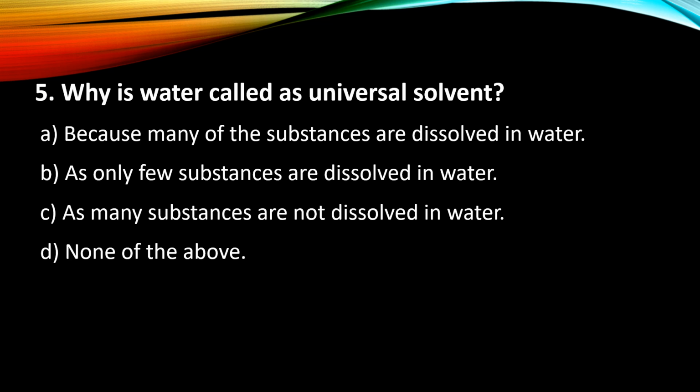Question number 5. Why is water called a universal solvent? Options: A, because many of the substances are dissolved in water. Option B, as only few substances are dissolved in water. Option C, as many substances are not dissolved in water. Option D, none of the above.